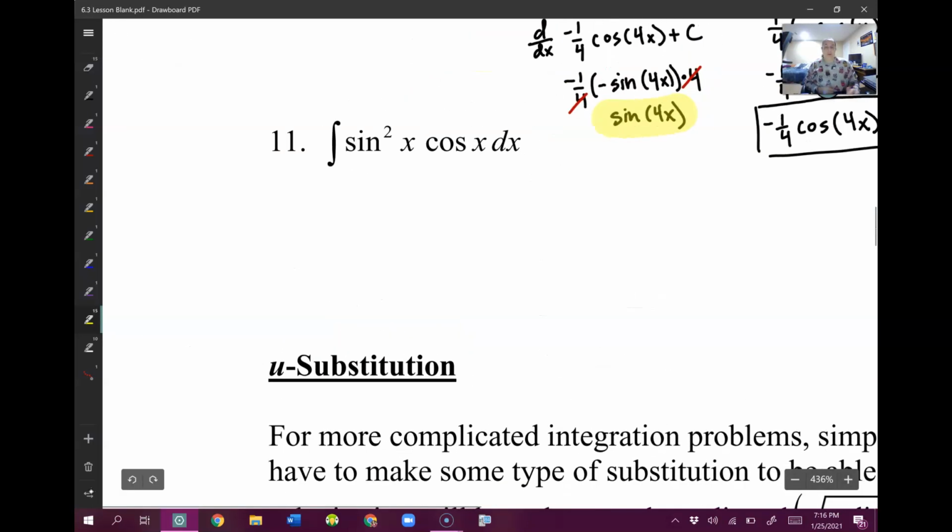Okay, let's try number 11. Now, I'm going to rewrite this one for you real quick. Just a reminder that sine squared of x is the same thing as sine of x squared. I think it's a little easier if you write it like that. Now, once again, remember your hint that u should always be what's on the inside. So using that hint, I want you to pause the video and try out this problem.